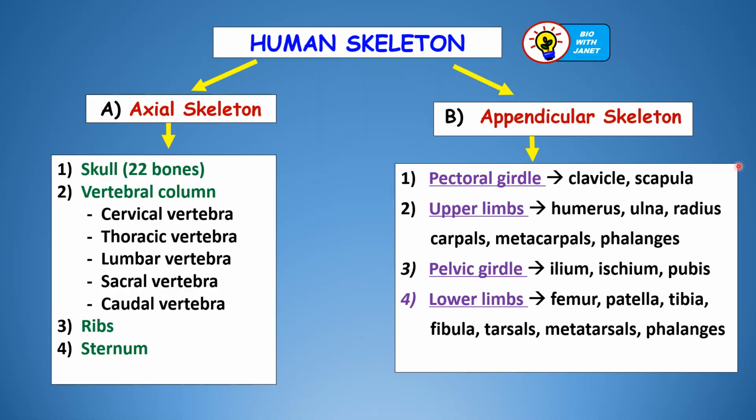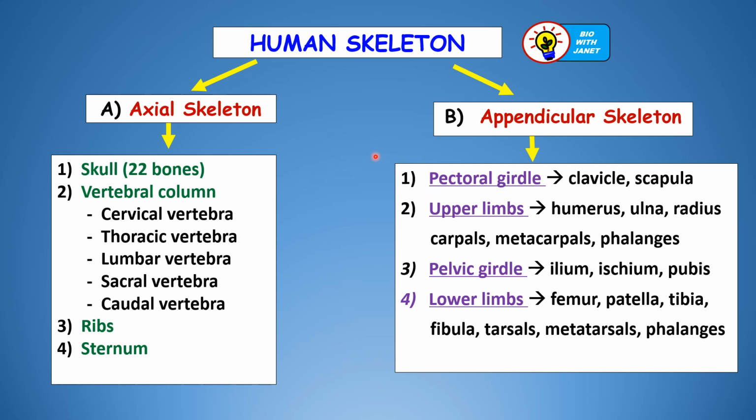So here is a chart showing you the parts of the axial skeleton, the bones in the axial skeleton, and the bones in the appendicular skeleton. Now, for the axial skeleton, the parts or the bones involved are the skull, which consists of a number of bones, and then the vertebral column, which consists of 5 types of vertebra, which are the cervical vertebra, thoracic vertebra, lumbar vertebra, sacral vertebra, and caudal vertebra. Then we have the ribs and the sternum. All these are parts of the axial skeleton.